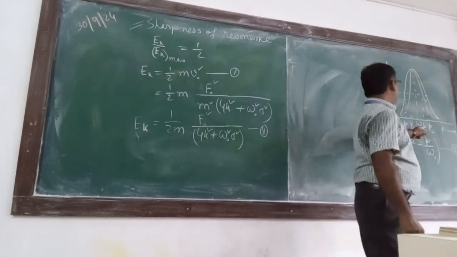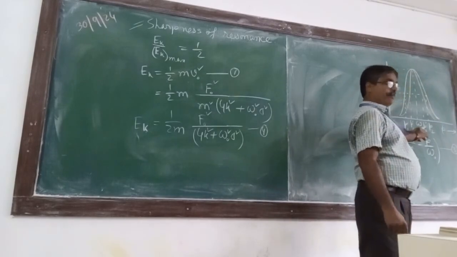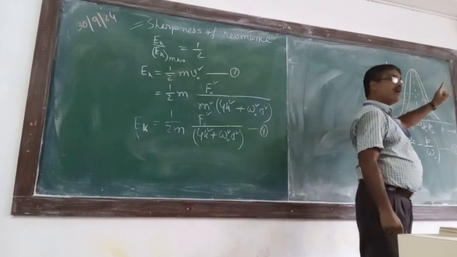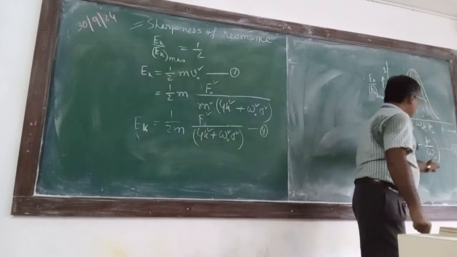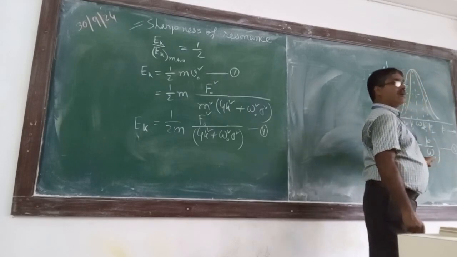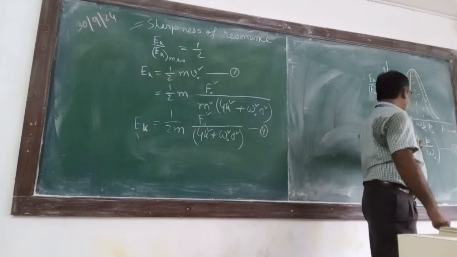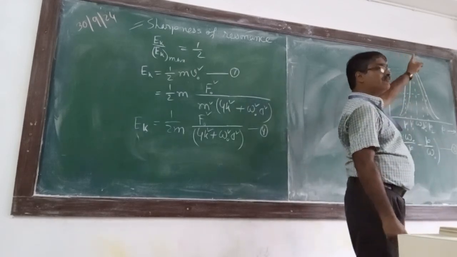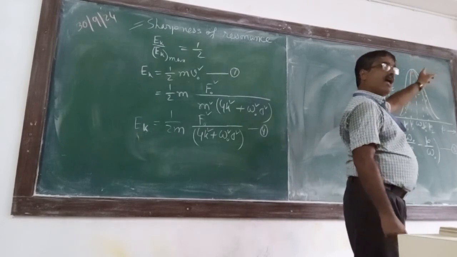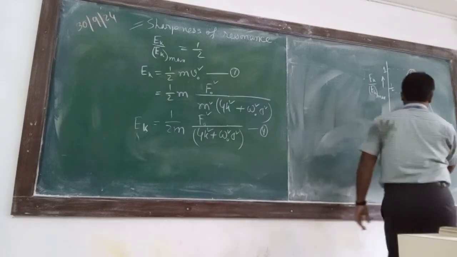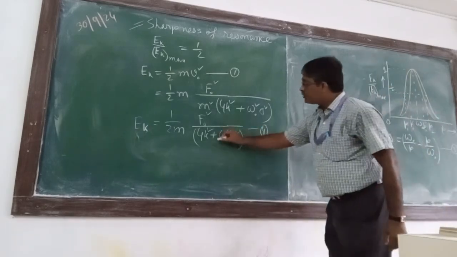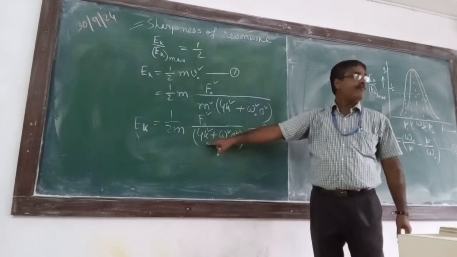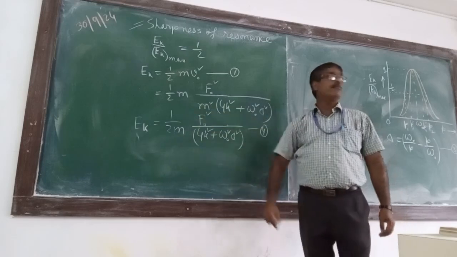Velocity is maximum when p equals to omega naught. At p equals to omega naught, we get the velocity resonance. That is the velocity is maximum. So at p equals to omega naught, the del becomes 0. That means at the time kinetic energy is maximum. See, if del equals to 0, this is 0. So denominator becomes the minimum, 4k square only. Okay. So Ek becomes maximum.